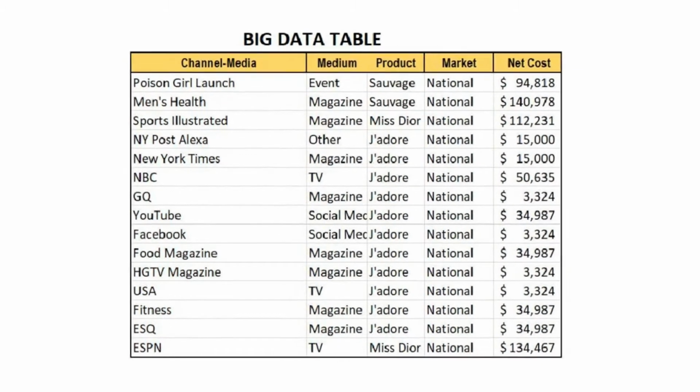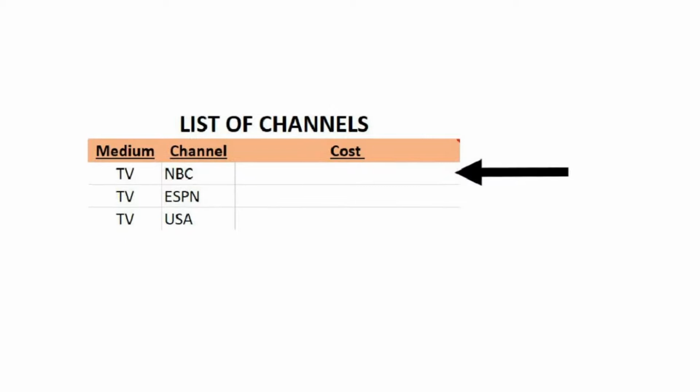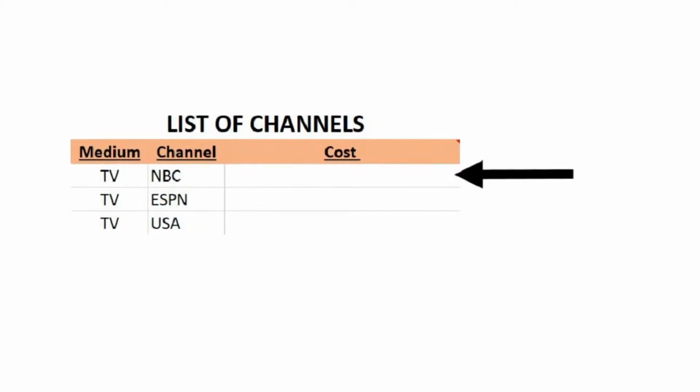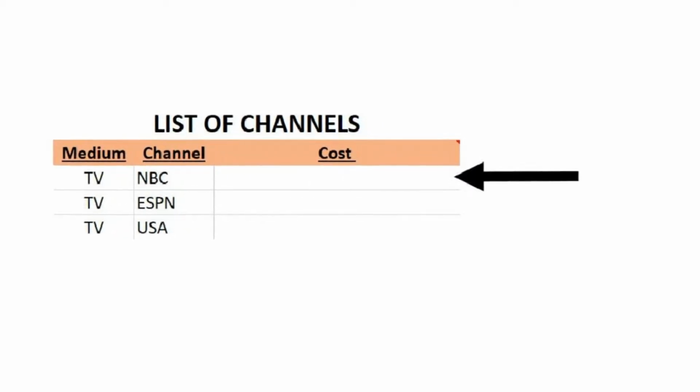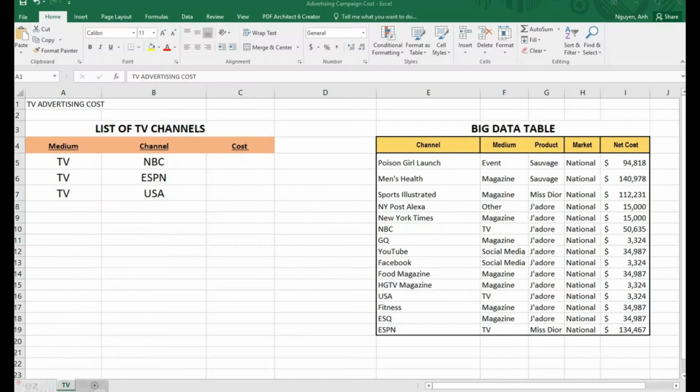VLOOKUP is used to retrieve values from a table of data, and this is what a table of data looks like. VLOOKUP gives you the value you want to retrieve, in this case, the cost, based on what you have specified in the formula argument to look up channel. Let's go to the example.